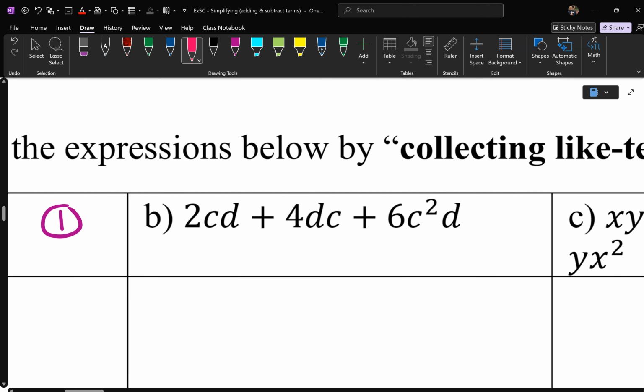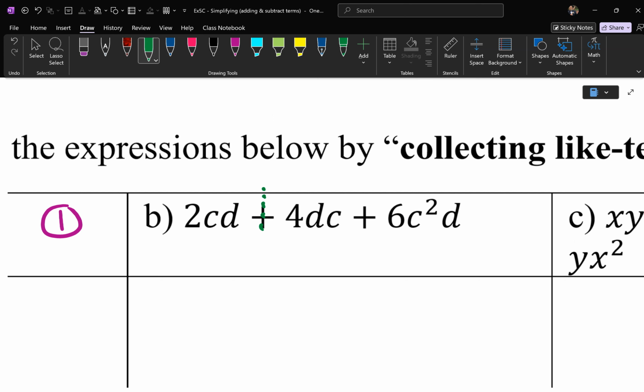See here, how many terms are there? 3. 3, very good. So this time you got it, Attila. So plus, there's 1, 2, 3 terms there. Out of those 3, which ones are the same? Now a lot of students look at it and go, oh, nothing's the same, because one's CD, the other one's DC, and the other one's C squared D.